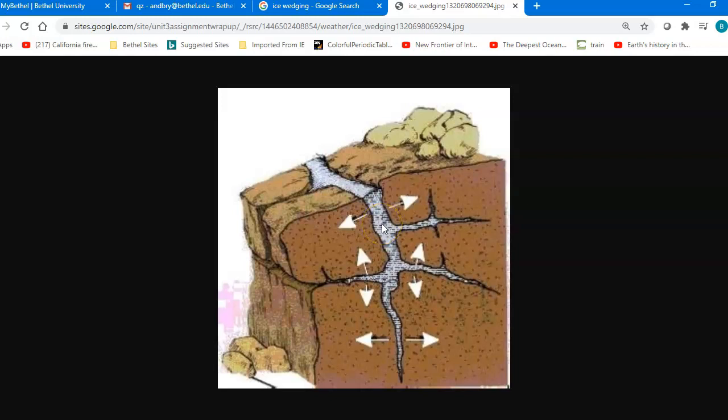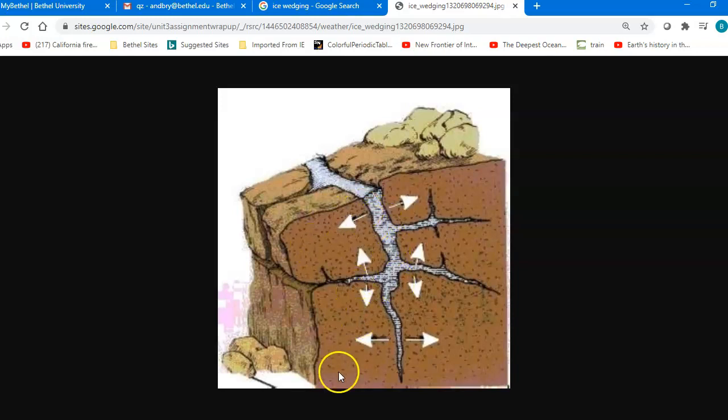As it freezes, it expands 10%. Remember, water is that one substance that actually gets larger when it goes from a liquid to a solid. It expands in volume. Everything else goes the other way. If it goes from a liquid to a solid, it shrinks, but not water, because the hydrogen bonds lengthen. And as it does that, it pries the rock apart.